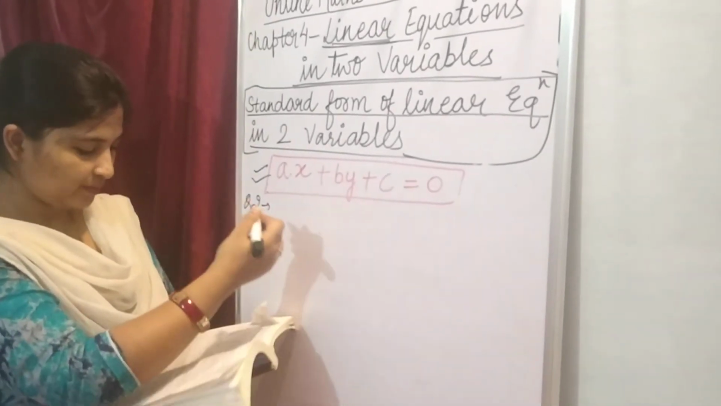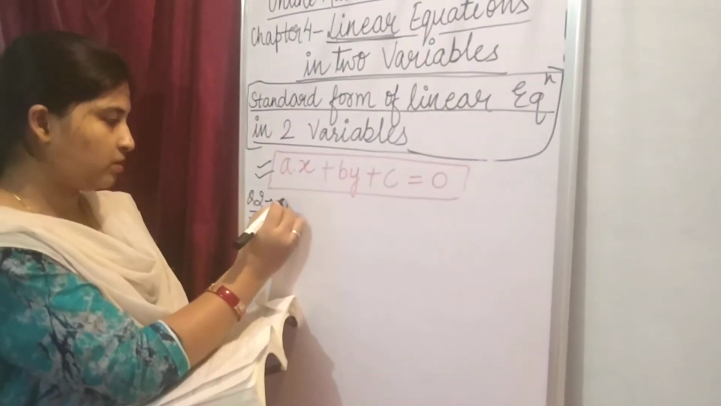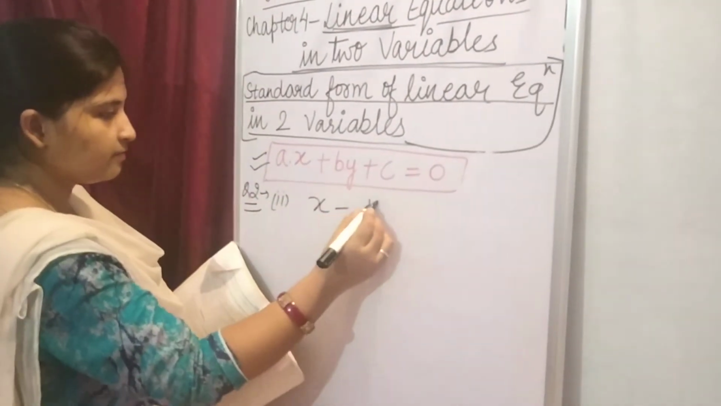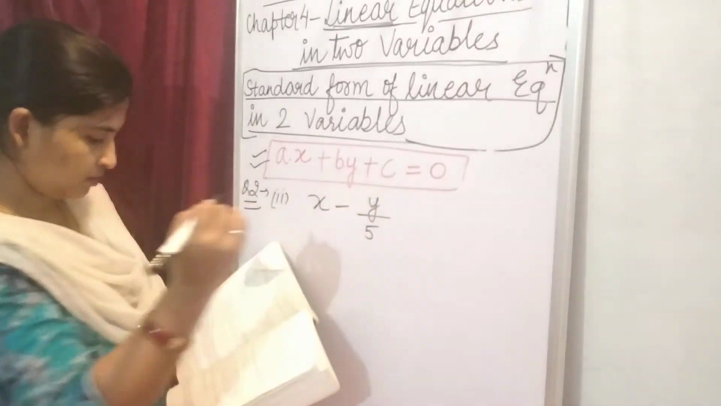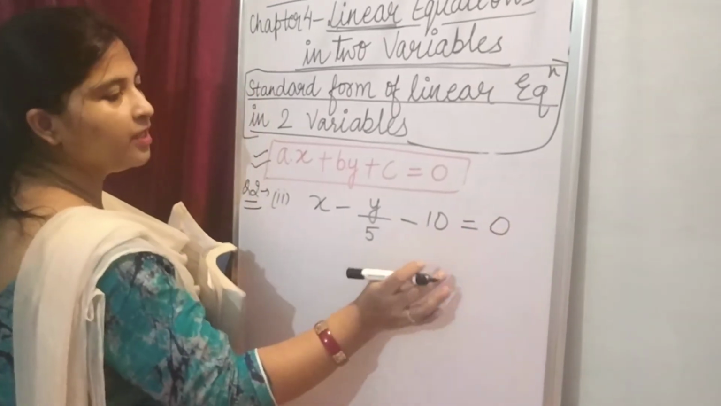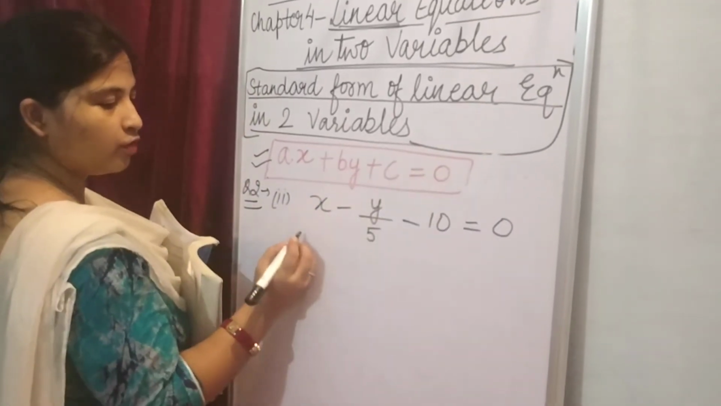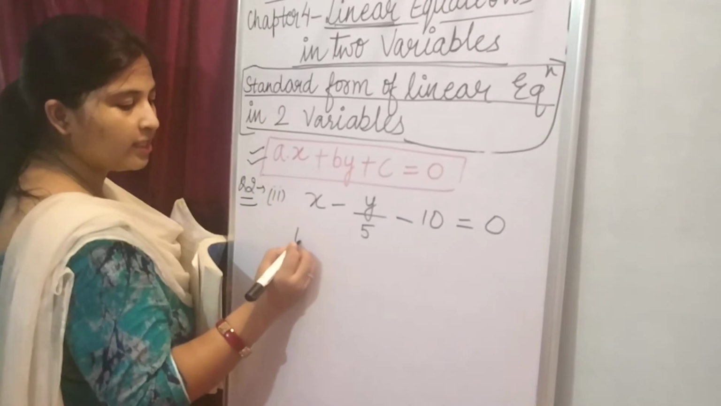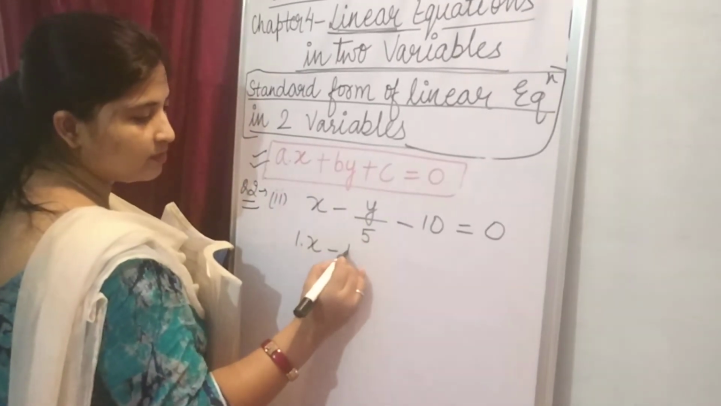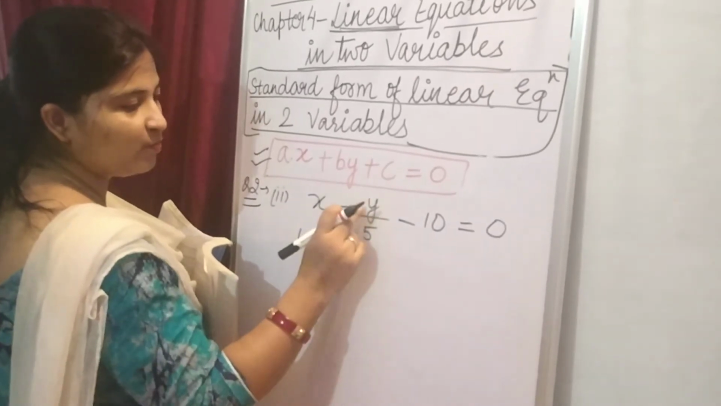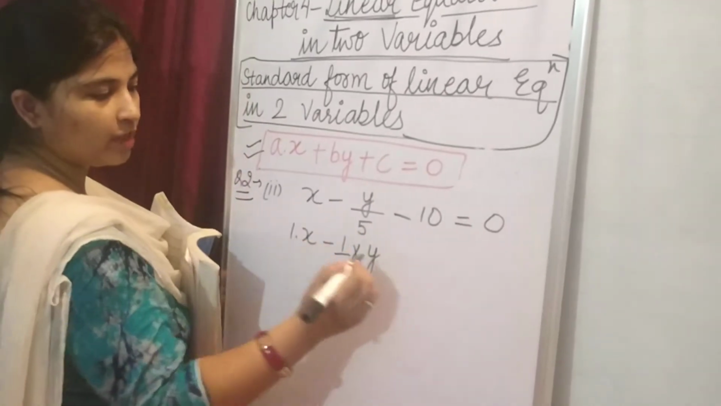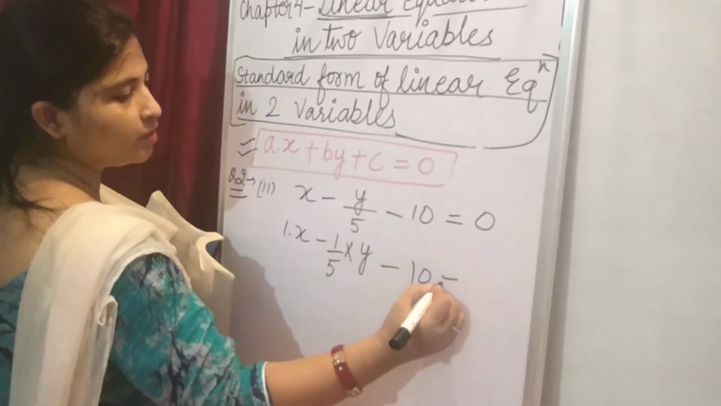Okay students, I am doing the second question, second part I am doing. Maybe it is a little bit difficult, not that much. x minus y upon 5 minus 10 is equal to 0. Just compare it with the standard equation. What is the coefficient of x over here? Nothing. So can I write 1? 1 into x is x. Can I write like this, 1 upon 5? Why am I writing 1 upon 5? Because with y nothing is there. So I can write 1 into y is y. So y upon 5 minus 10 is equal to 0.